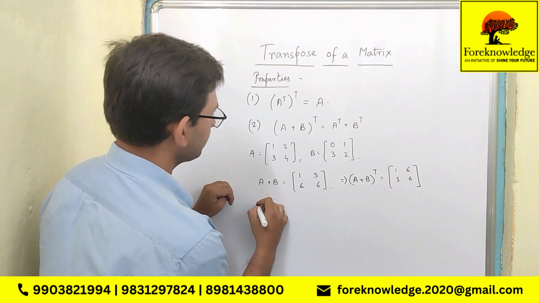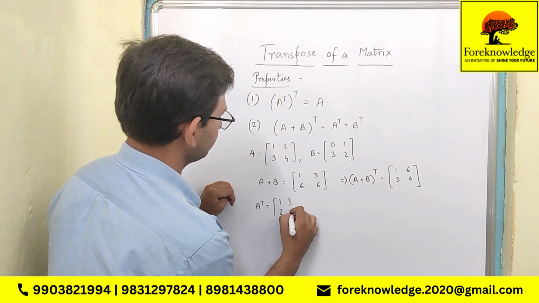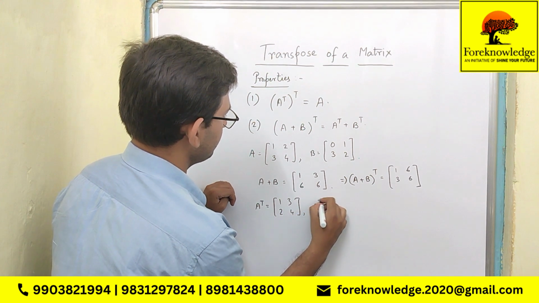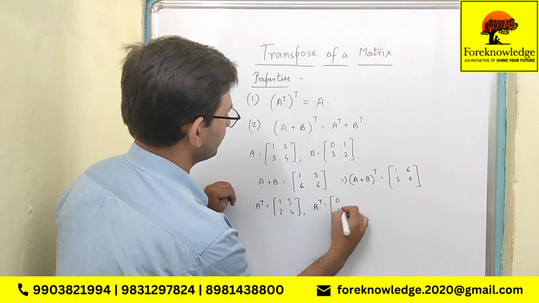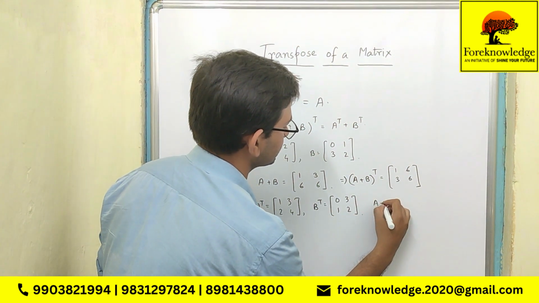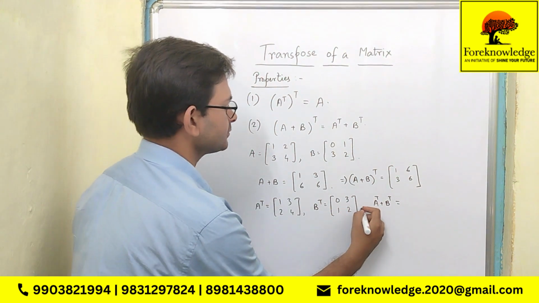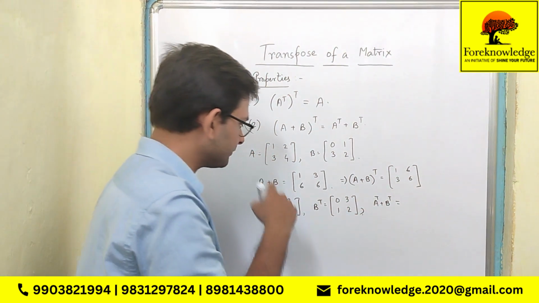Fine. Now take A transpose. This is 1, 2, 3, 4, and B transpose, this is 0, 1, 3, 2. Okay. Now take A plus B whole transpose, A transpose plus B transpose. I'm sorry. Now let us take A transpose plus B transpose. What is A transpose plus B transpose?